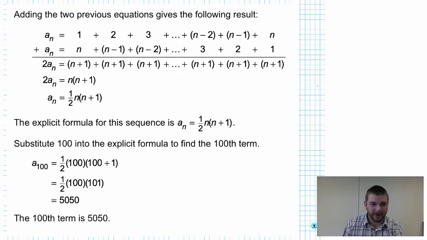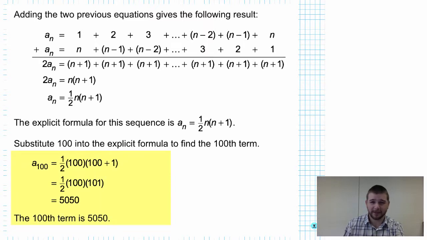So if we check it out, divide both sides of the equation by 2 to find a sub n equals 1/2 times n times the binomial n plus 1. There's our explicit formula. We can find the 100th term relatively quickly and easily without going through 99 iterations of using a recursive formula. Substitute 100 for n.